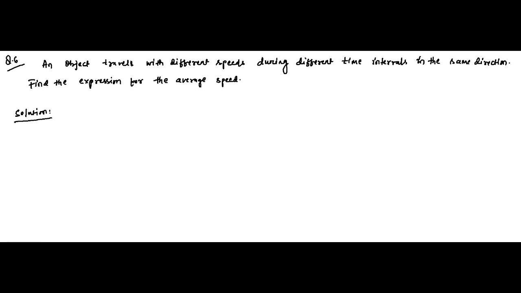So friends, here is another question. It has been given that an object travels with different speeds during different time intervals in the same direction. Find the expression for the average speed.